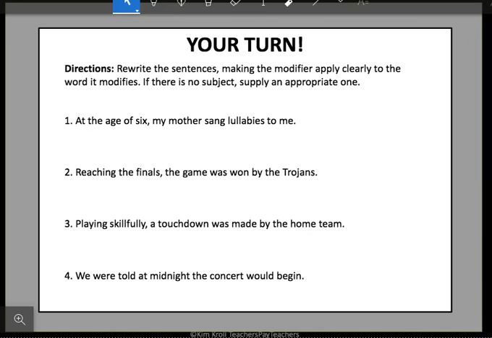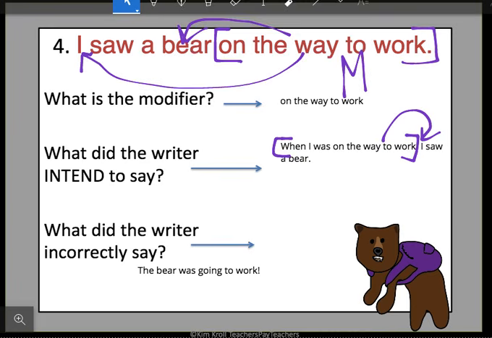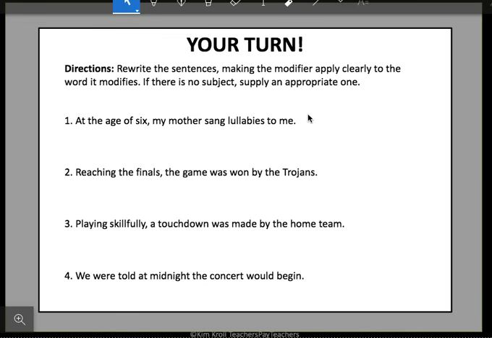So now it's your turn to practice. Rewrite the sentences, making the modifier apply clearly to the word it modifies. If there is no subject, supply an appropriate one. So if it's dangling, if it doesn't have a term to modify, insert a term. If it's misplaced, move it so it makes sense. You probably want to do this the same way we've been doing it. So find the modifier and look at what did they intend to say and what did they incorrectly say, so that way you can rewrite the sentence so it then makes sense. This will be checked for homework credit.